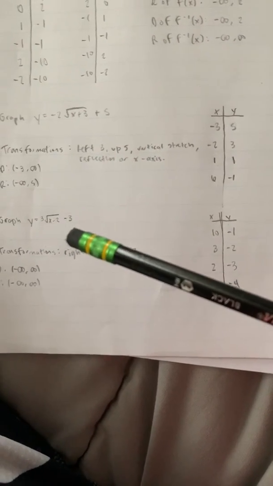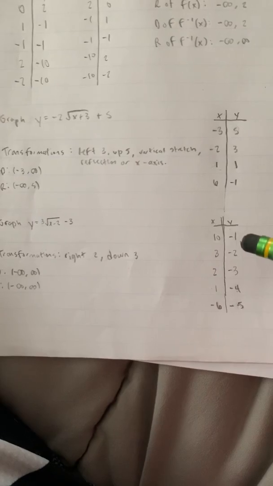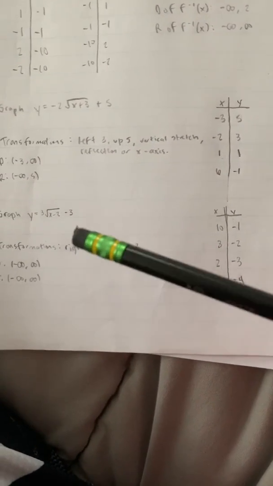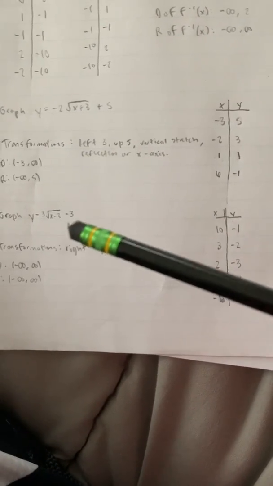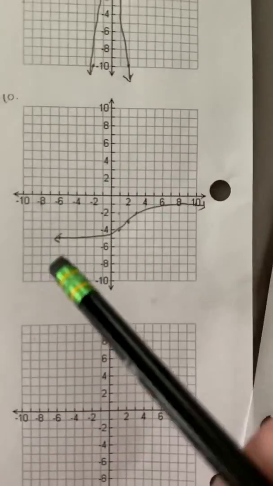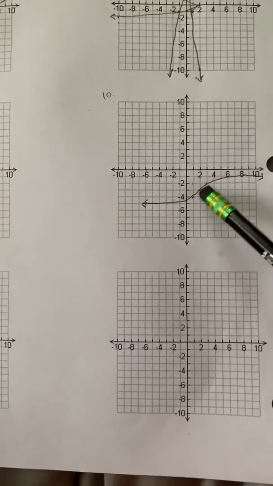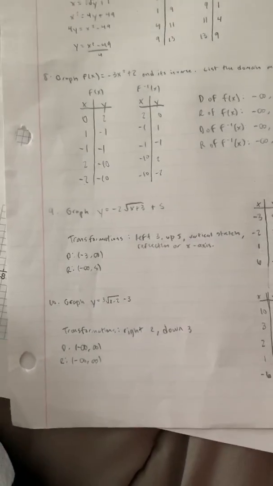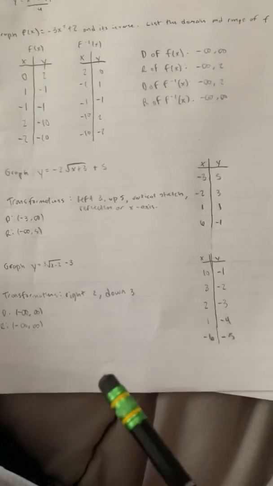10 minus 2 is 8. Cube root of 8 is 2. Minus 3 is -1. And then plug in for -8. -6 minus 2 is -8. Cube root of -8 is -2. Minus 3 is -5. And that plugged into the graph gives you this S curve here. That has a transformation of right 2 and down 3 from this vertex. And the domain and range is -infinity to +infinity.